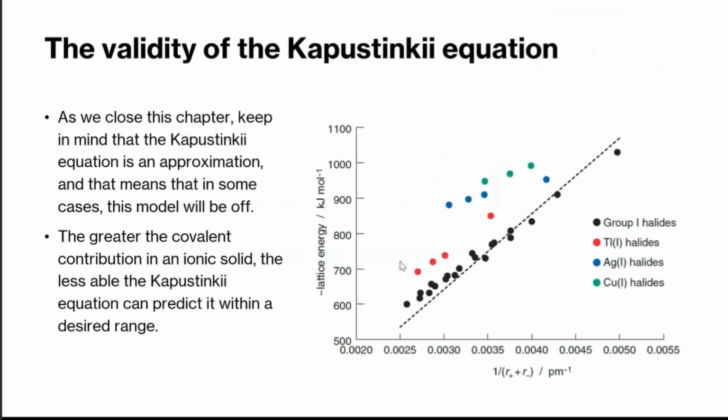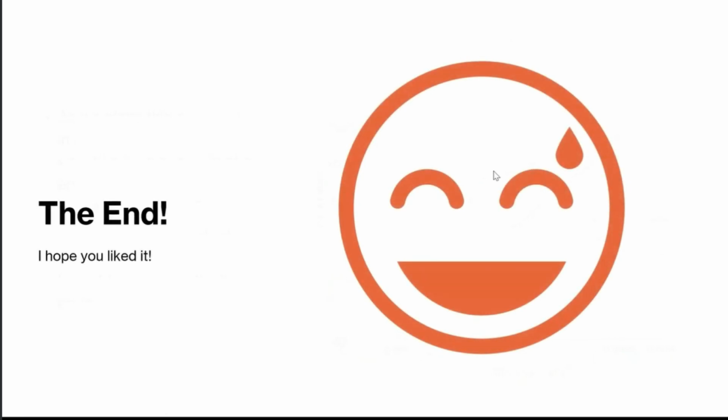So you can see for the group 1 halides, there aren't as many covalent contributions as when we take copper 1 halides, silver halides, and thallium 1 halides, because these 3 groups have more covalent contribution than our group 1 halides. So that's mainly the end.